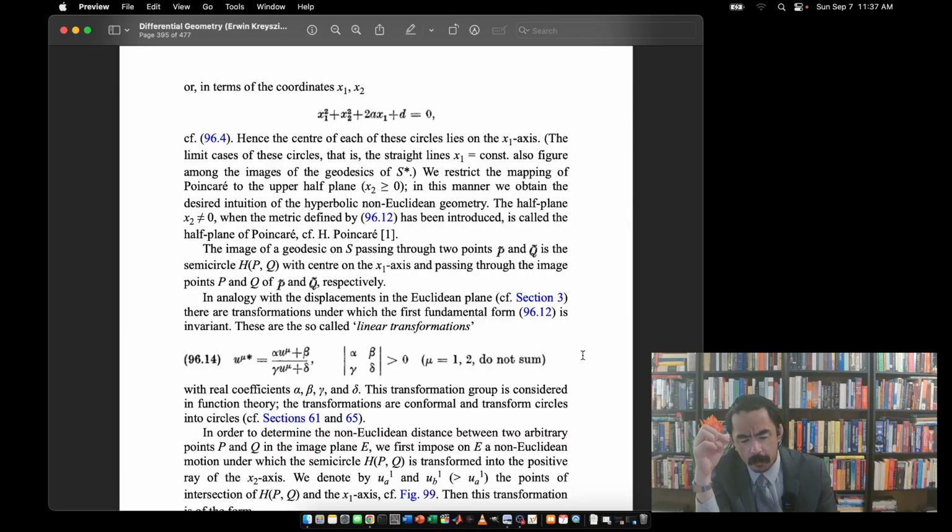We restrict the mapping of Poincaré to the upper half plane, namely where x2 is greater than or equal to 0. In this manner, we obtain the desired intuition of the hyperbolic non-Euclidean geometry.